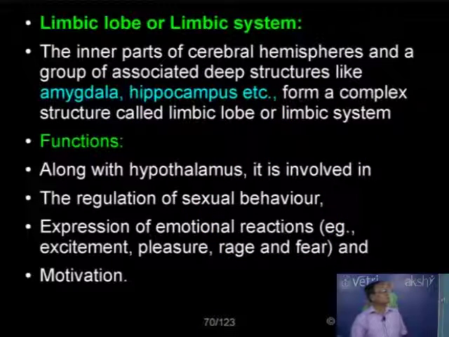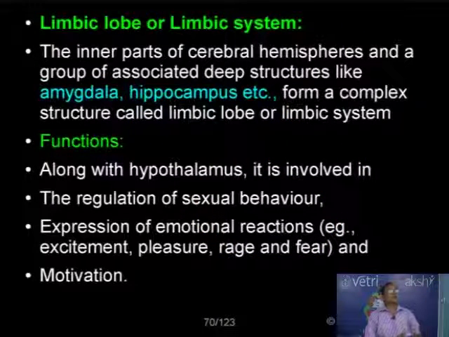So once again we want to go back to the limbic lobe or the limbic system. What I showed is nothing but the inner part of the cerebral hemispheres and also a group of associated deep structures. A group of associated deep structures plus the inner parts of the cerebral hemispheres form a complex structure, and that is called the limbic system or the limbic lobe.